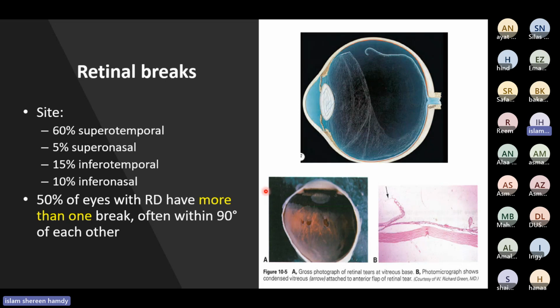This is an autopsy specimen, so it's a specimen taken from a dead patient. The vitreous is detached from here, but attached to this point. When it pulls, it will cause a horseshoe or a U-shaped retinal tear. I've got a second and a third tear here, and this is a histological section.